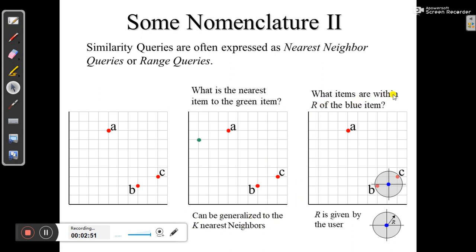And what items are within radius R of the blue item? Here, if we want to see what items are within R of the blue item, R is given by the user. The radius will be given by the user. So this type of thing can be expressed in terms of similarity queries.